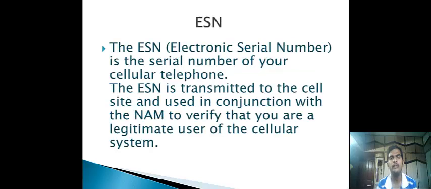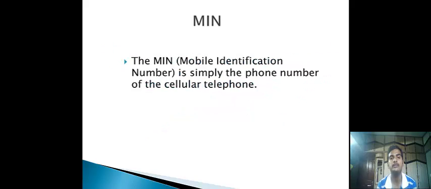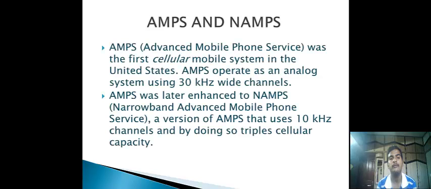The first one is the electronic serial number. It is unique to every mobile phone, and it is transmitted to the cell site and is used in conjunction with the NAM to verify that you are a legitimate user of the cellular system. Next is MIN. This is the mobile identification number. It is just the cell phone number we use.